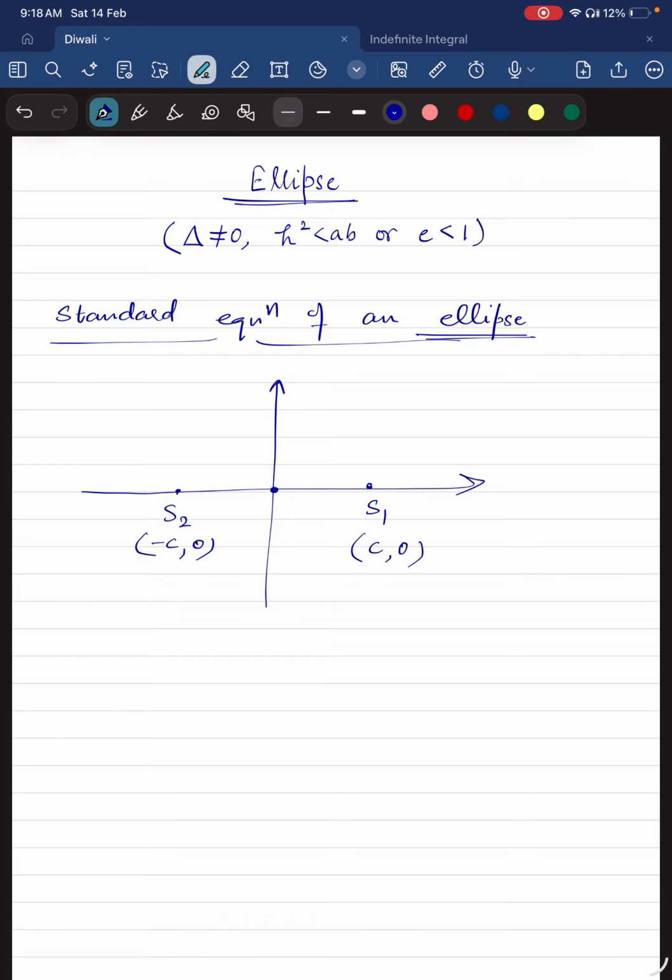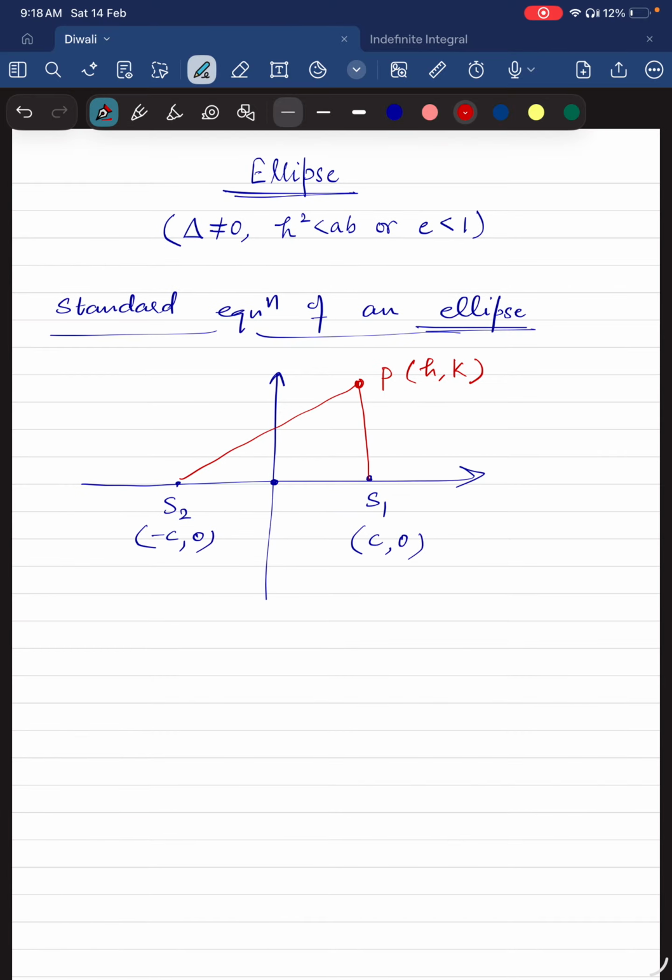Let's consider that moving point as point P having coordinates h comma k. These are variable coordinates. P is moving, so h and k are variable, whereas S1 and S2 are two fixed points, so c comma 0 and minus c comma 0 are fixed points. As per the property, PS1 plus PS2 is constant, and I am considering that constant value as 2a, just in order to make my calculation easier.